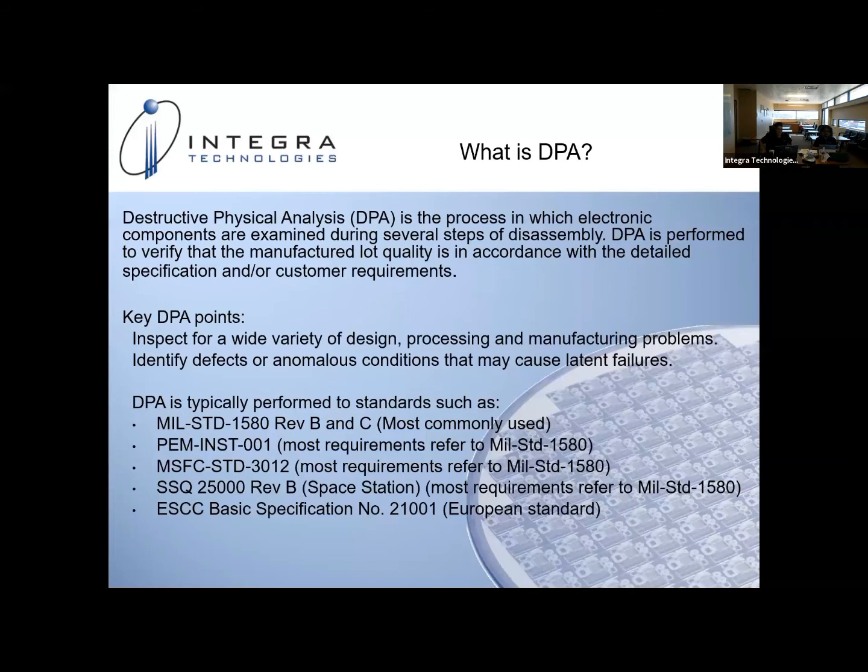All right, so let's talk a little bit about DPA. DPA, destructive physical analysis, is the process in which a sample size of components are examined using non-destructive and destructive testing techniques. During DPA, we inspect for various design, processing, and manufacturing defects or anomalous conditions that may cause a latent failure. Notable standards are listed below, as you can see on the slide. The most common standard is MIL standard 1580 Rev C, as Sultan just mentioned.